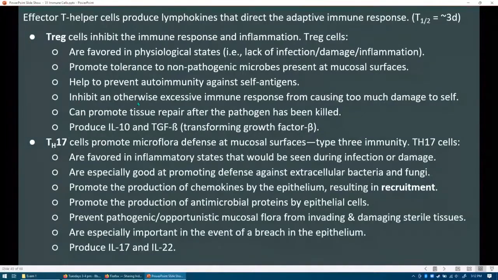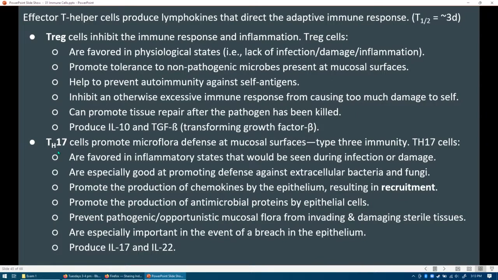Treg cells help to inhibit an otherwise excessive immune response from causing too much damage to self. So even during an infection, we still need Treg cells, because if we don't have them, we do way too much damage by accident. They're going to help limit the intensity of the inflammatory response. They can promote tissue repair after the pathogen has been killed as well. Their two major cytokine products are interleukin-10 and transforming growth factor beta.